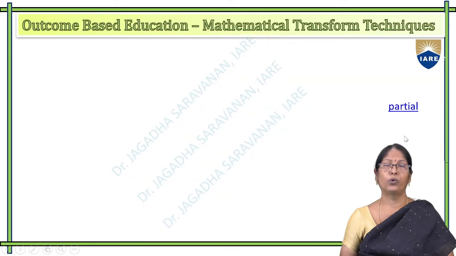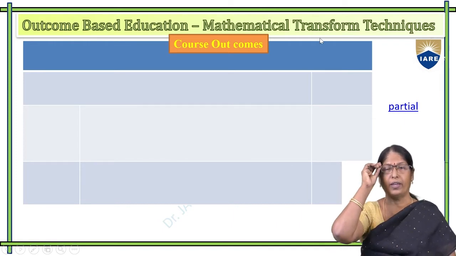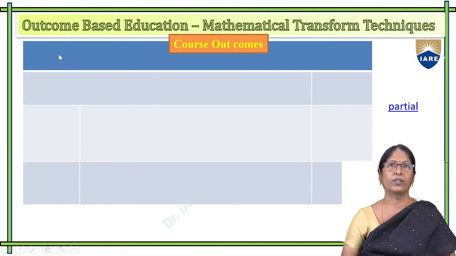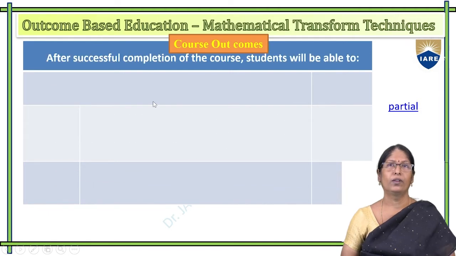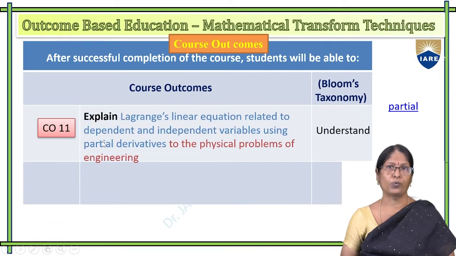Next we will move to our module 5. This is the last module of this course, Mathematical Transform Techniques. Here we can see the course outcome, Bloom's. Here two course outcomes are kept. That is, explain Lagrange's linear equation related to dependent and independent variables.